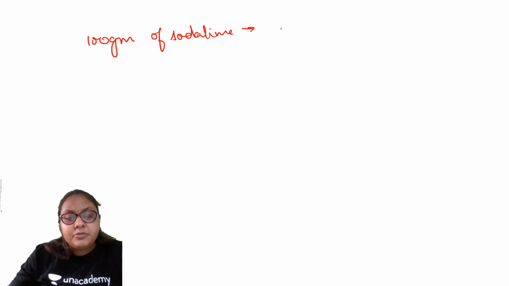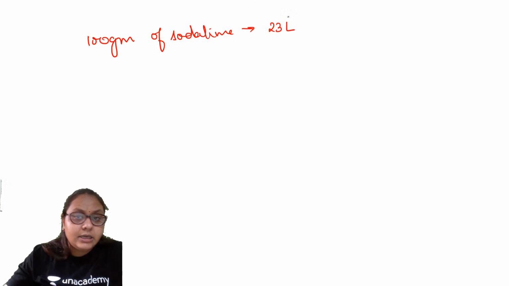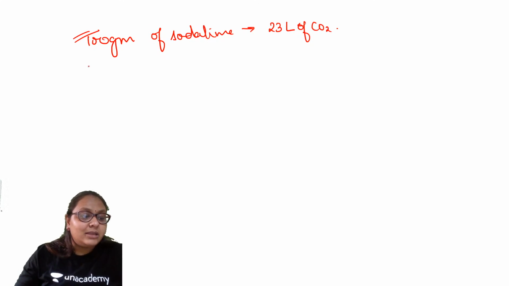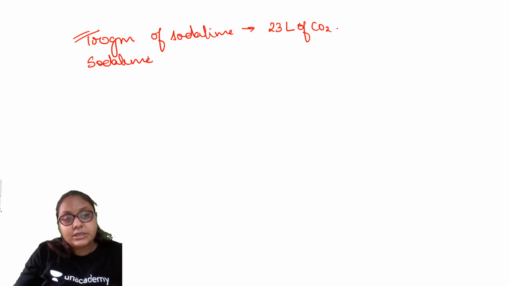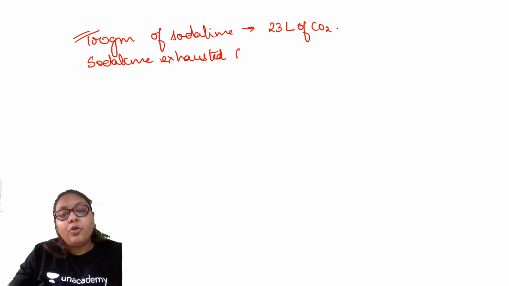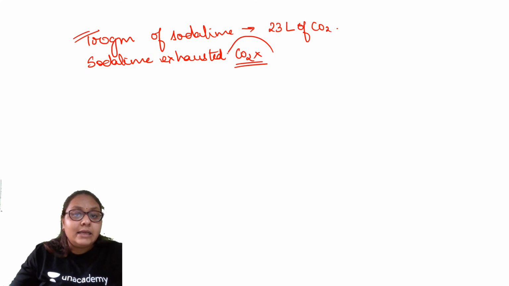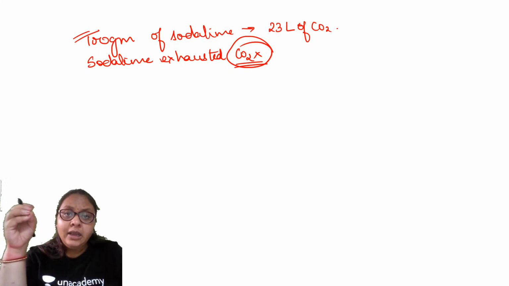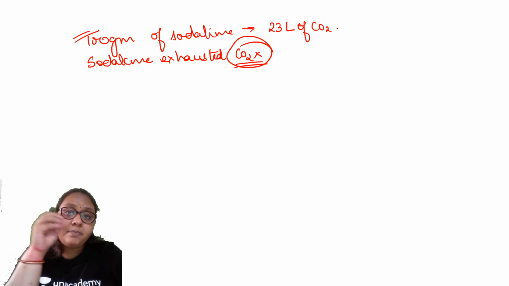It absorbs around 23 liters of carbon dioxide, but that is when the soda lime is fresh. When the soda lime is exhausted, what will happen? The carbon dioxide won't be absorbed, and as it won't get absorbed in this, it will be rebreathed by the patient.